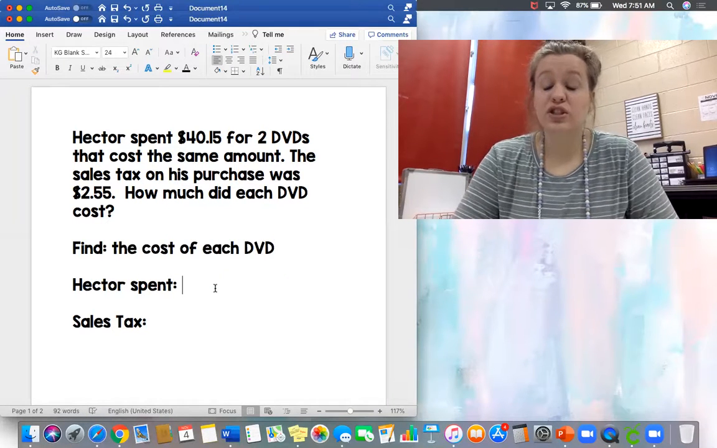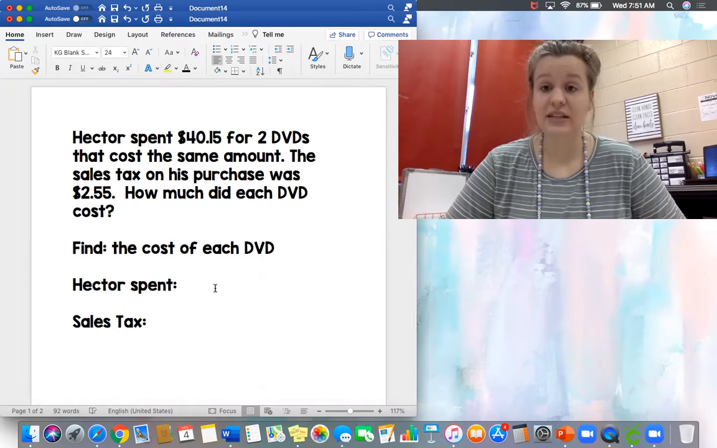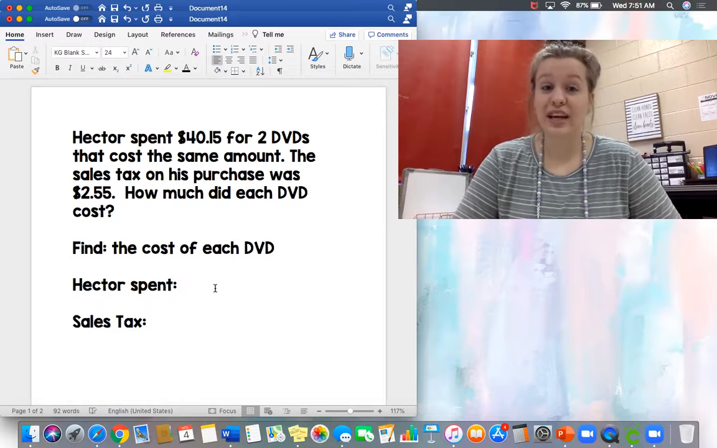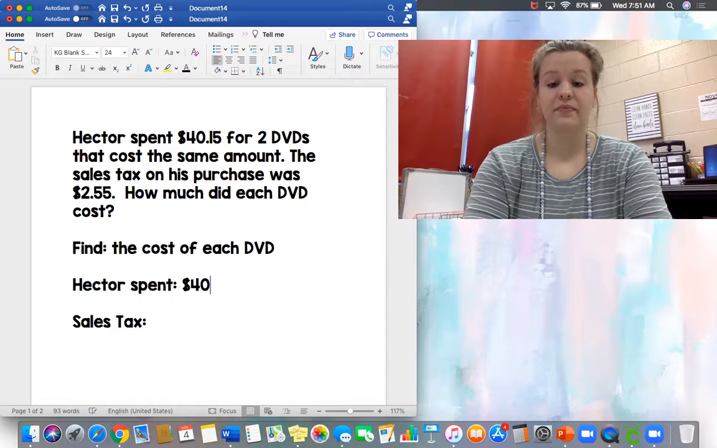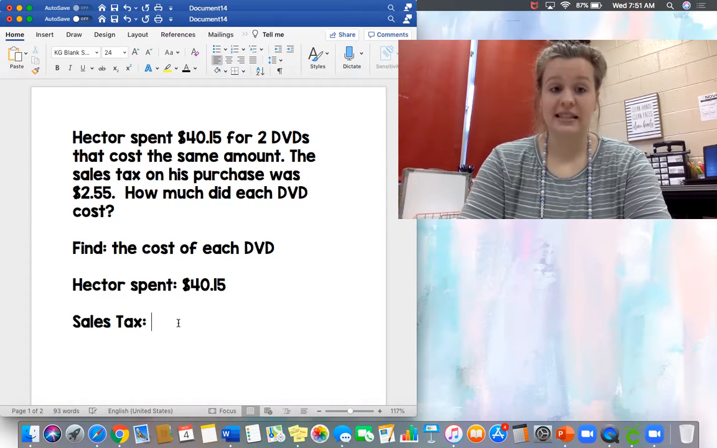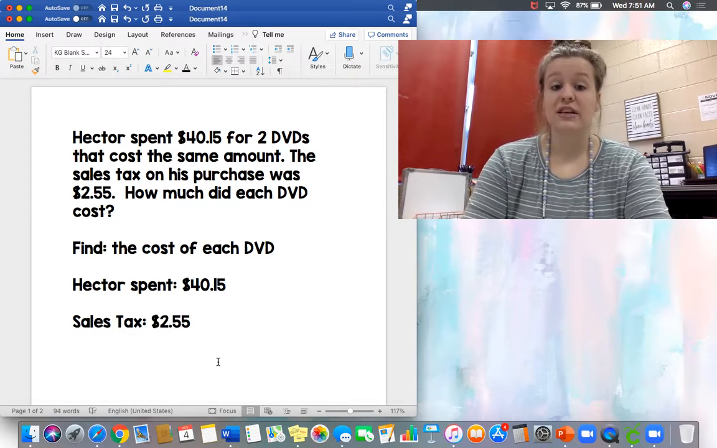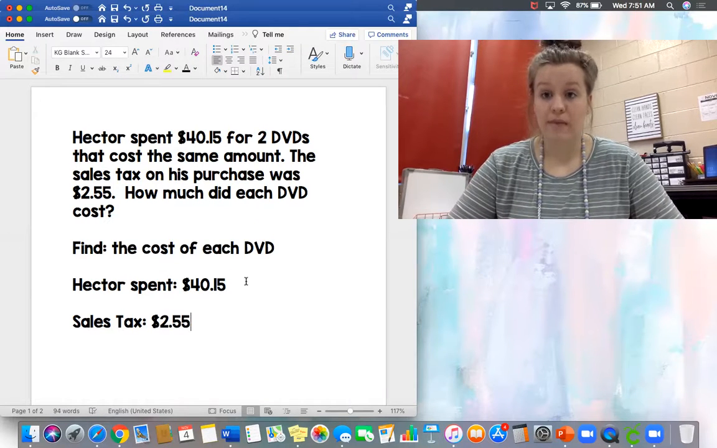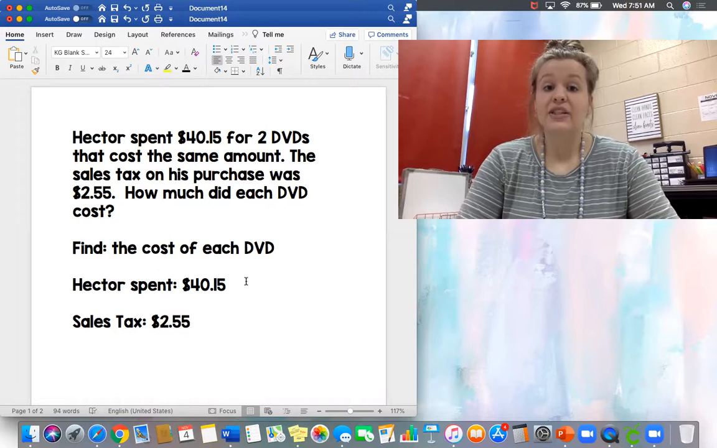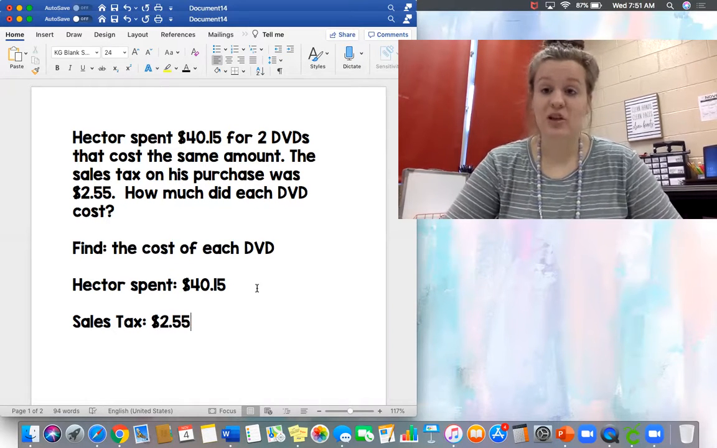Okay? And then it tells us two things. It tells us how much Hector spent in all or total, and then it tells us how much the sales tax was, and that's already included in how much he spent. So, how much does it tell us that Hector spent? $40.15. And how much does it tell us in that word problem that the sales tax was on his purchase? $2.55. So I have written out everything that I know about this word problem. That's going to help us when we're solving it so that we already have written out what we are looking at and what we need to know and the information that we have.